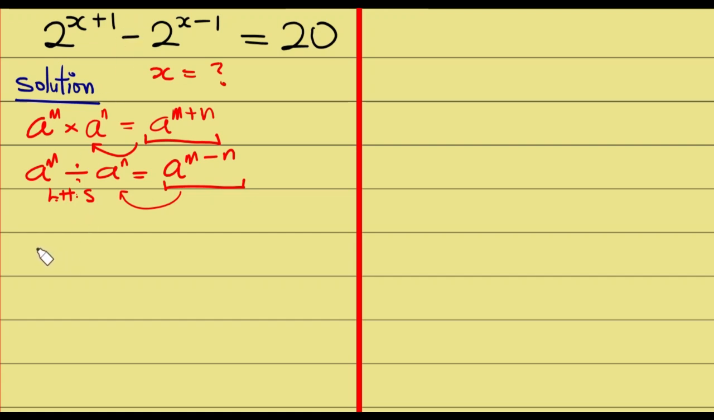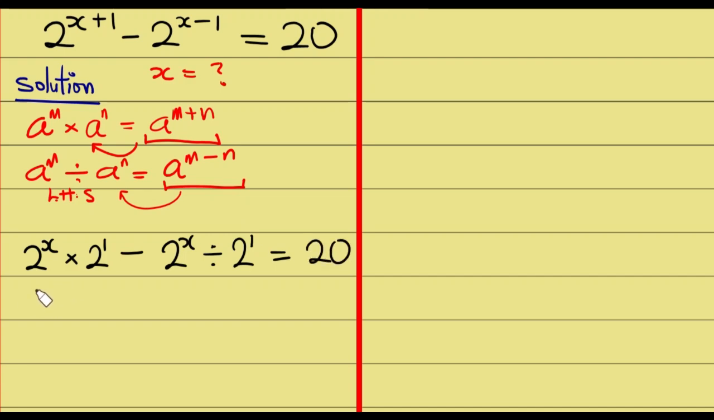Now we're going to have 2 raised to the power of x multiplied by 2 raised to the power of 1. It is just the left hand side of this. So the power x plus 1 is split into x then 1. Minus 2 raised to the power of x, but this time around we're going to have a division sign for the left hand side. If this is the formula we have, and this is its right hand side, definitely we're going to split the power with a division sign. Then we have the same base, then the power which is 1, and the whole of this equals 20.